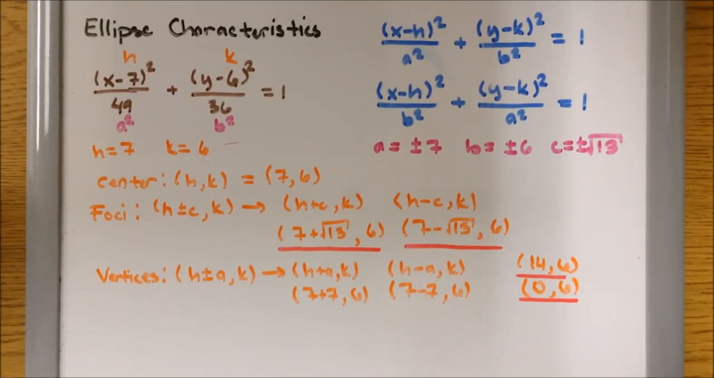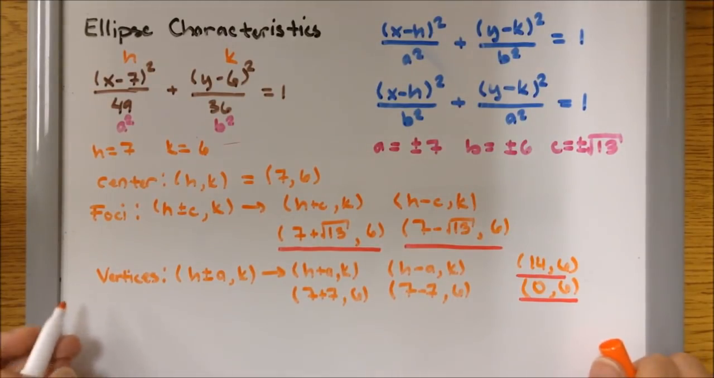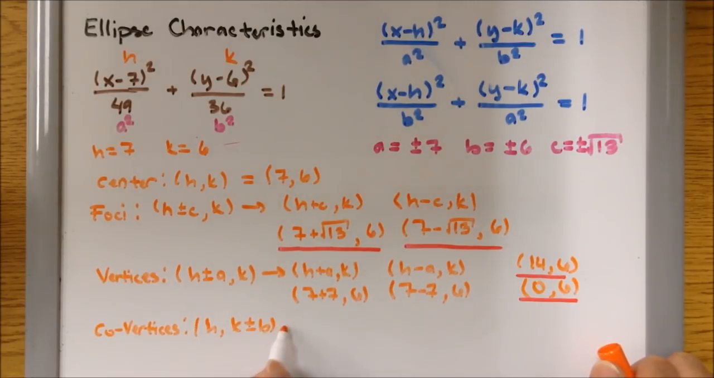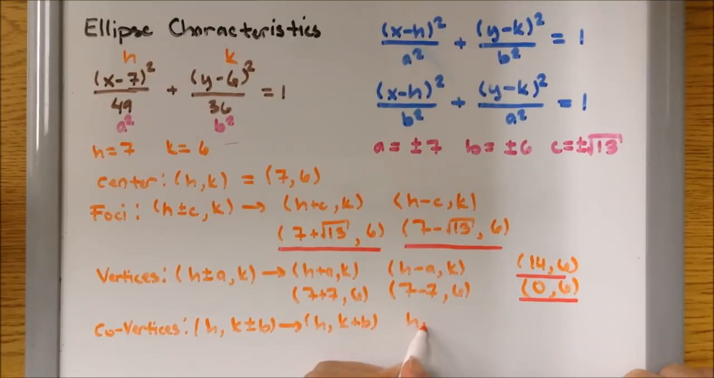Now we're going to do the co-vertices. The formula for that will be the opposite of this. So h comma k plus and minus b. So it would be h comma k plus b, and then h comma k minus b.